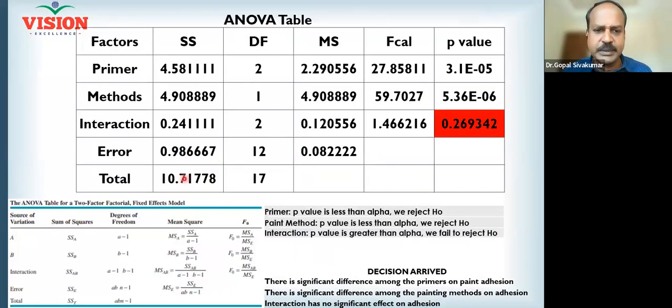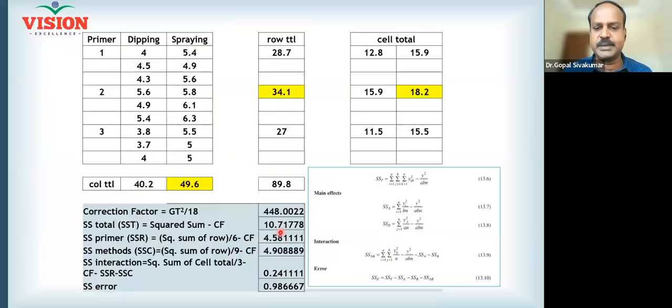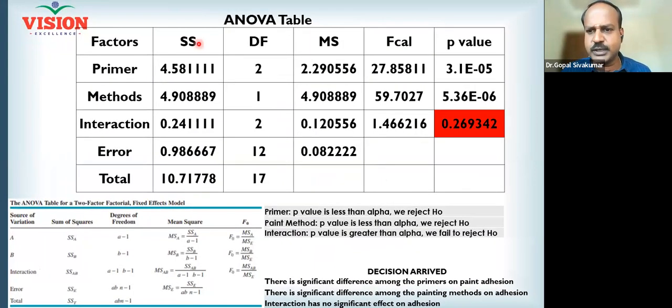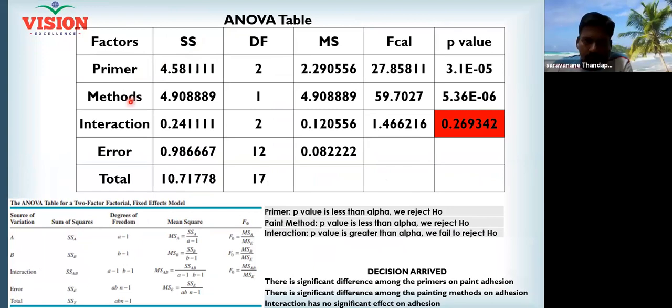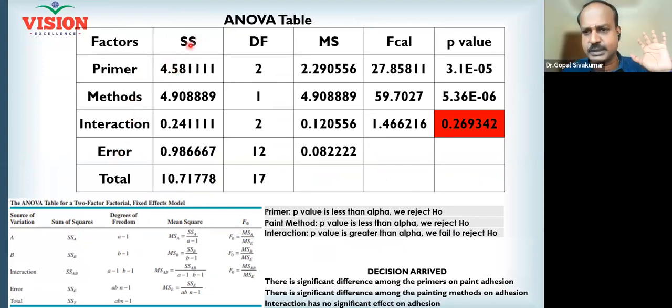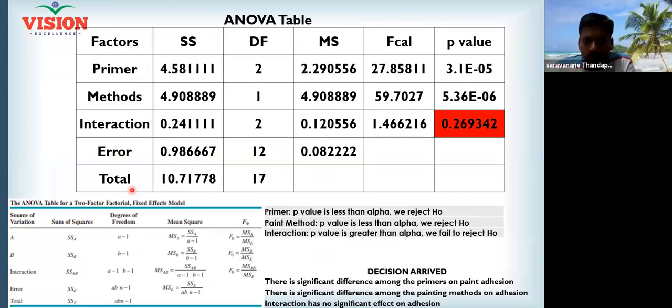Now the total, you simply total all the four. This will come here, or otherwise you can bring it from here. 10.71. Both are the same. Second column is understood. Sum of squares. How to read this? Sum of squares for primer, sum of squares for method, sum of squares due to interaction, sum of squares for error, and this is the total sum of squares. You all know how to read it.